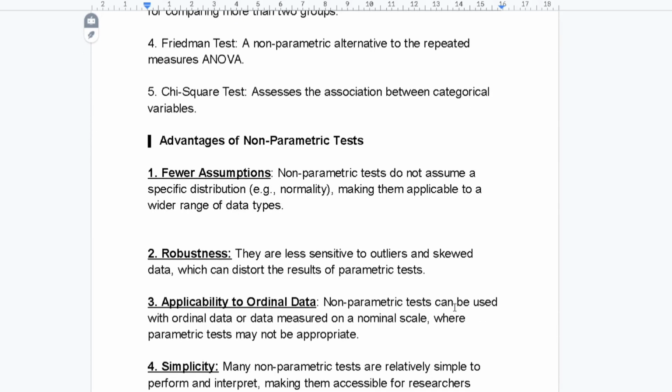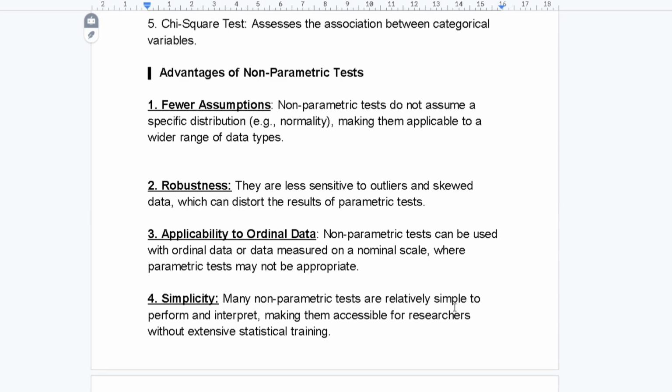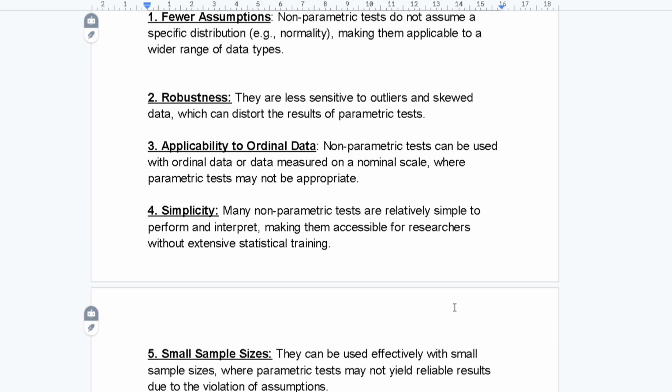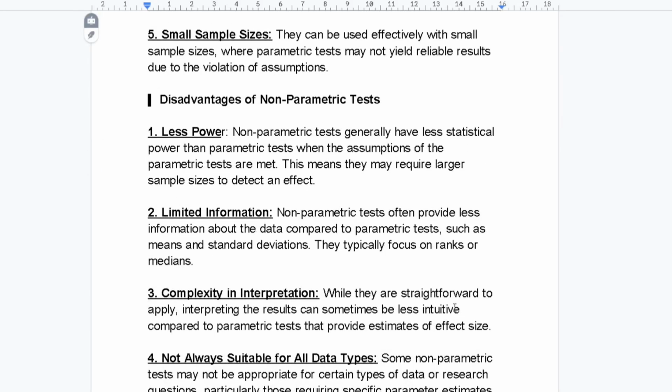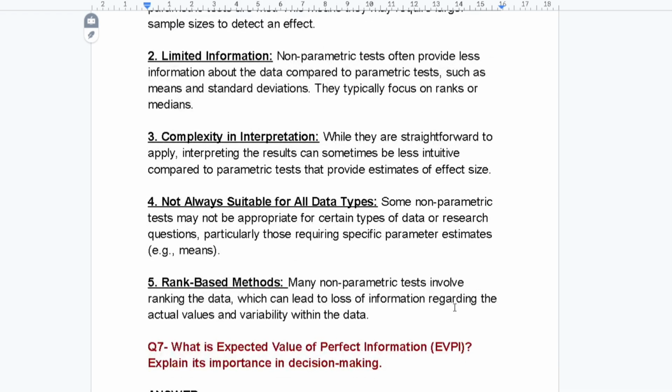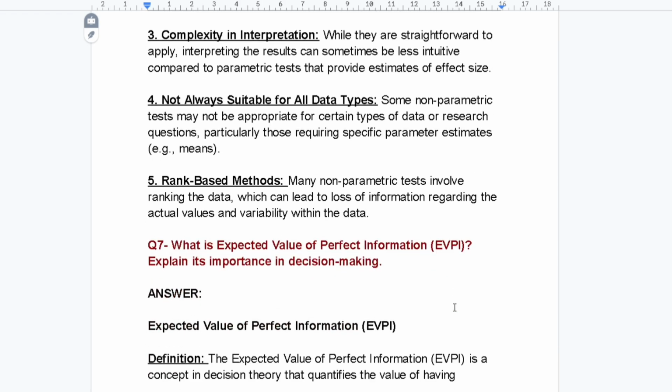Now the advantages of non-parametric tests: there are fewer assumptions. They are less sensitive to outliers and skewed data, which can distort the results of parametric tests. So: robustness, applicability to ordinal data, simplicity, and small sample sizes. So these are the advantages of non-parametric tests. Disadvantages: they are less powerful compared to parametric tests, limited information, complexity in interpretation, and not always suitable for all data types, and rank-based methods. Many non-parametric tests involve ranking the data, which can lead to loss of information regarding the actual values and variability within the data.